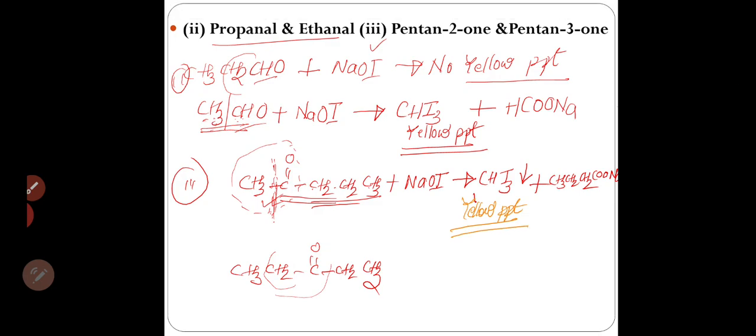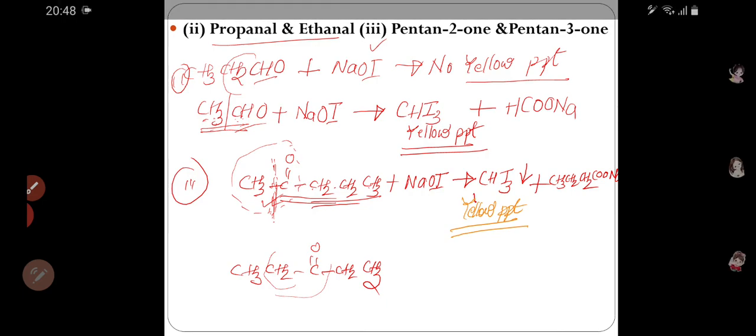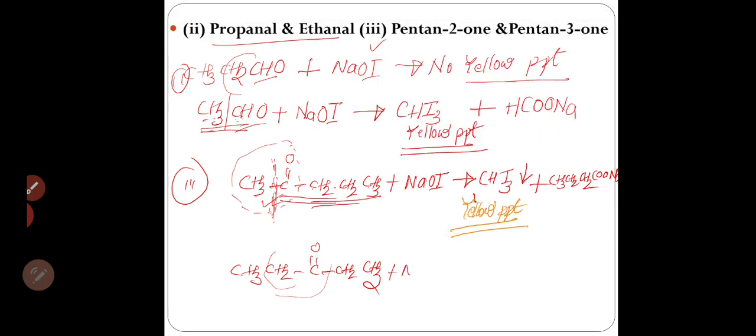Now next is the ketone pentan-3-one. Again you react it with sodium hypohalite, or sodium hydroxide plus iodine. Since it does not contain the acetyl group or methyl ketone group, it will not react at all. That means no yellow precipitate is formed.